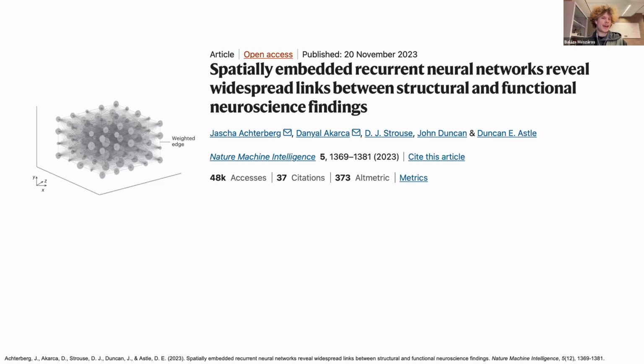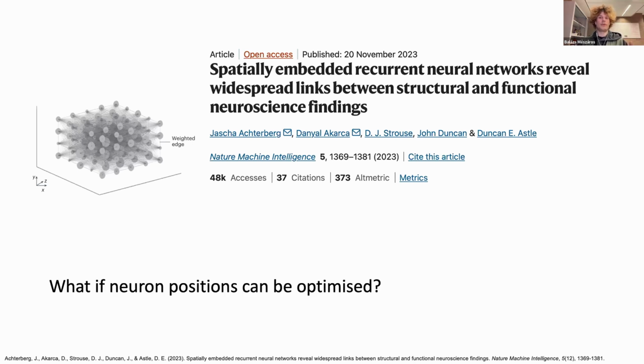but it's also just a direct link to neuroscience properties. And I had a question, which I guess many other people had as well when they read this paper: what if the neuron positions could be optimized? And what would happen in this case is that we would probably expect all neurons to collapse to the origin of the space, the center, because there's just no benefit of keeping long distances between neurons.